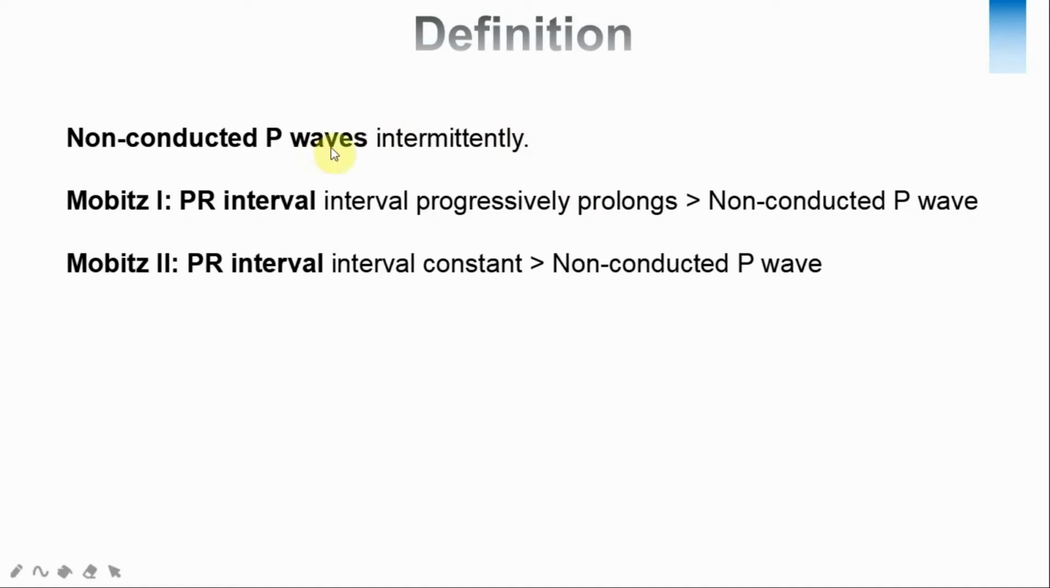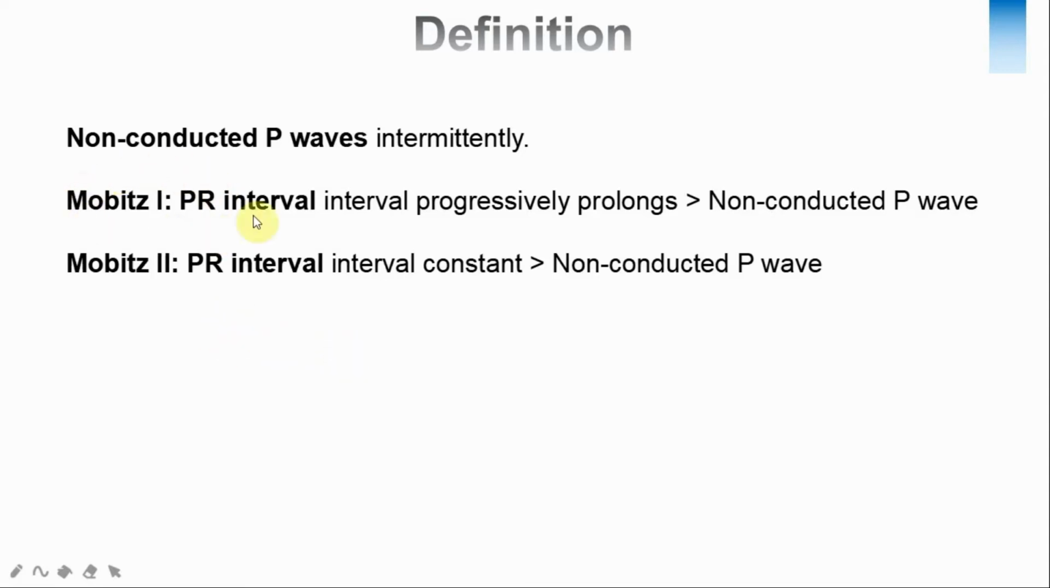If you find that pattern in the ECG, a non-conducted P wave, that means there is a second degree heart block. This is not a first degree heart block. This is not a third degree heart block, because there is association between the P wave and the QRS complexes. Now there are two types of second degree heart block.